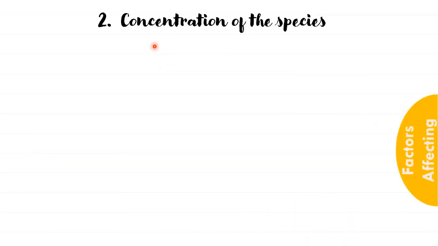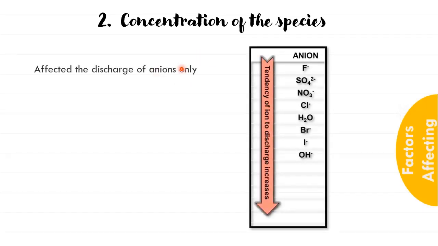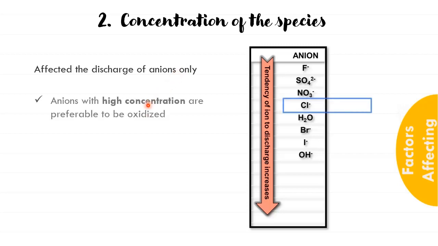The second factor to affect the species to be discharged is going to be concentrations. Note that this factor is only considered when you have aqueous states. They will only affect the discharge of anions. So the exceptions that you need to properly address here are: an ion with high concentrations is likely to be oxidized. That's when the solutions are termed as diluted and concentrated.